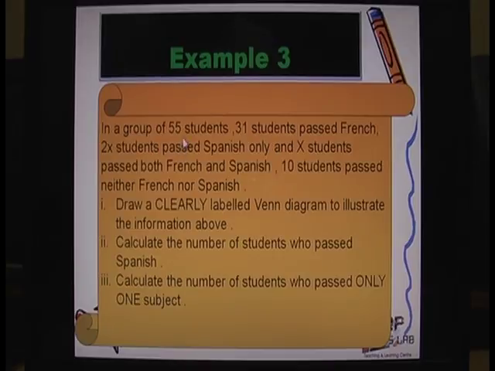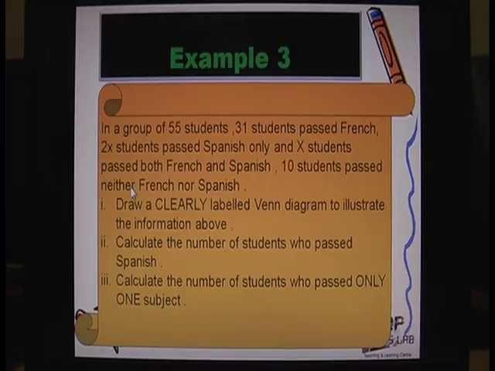Okay, now let's look at example number 3. It says, in a group of 55 students, 31 students passed French, 2x students passed Spanish only, and x students passed both French and Spanish. Then 10 students passed neither French nor Spanish.